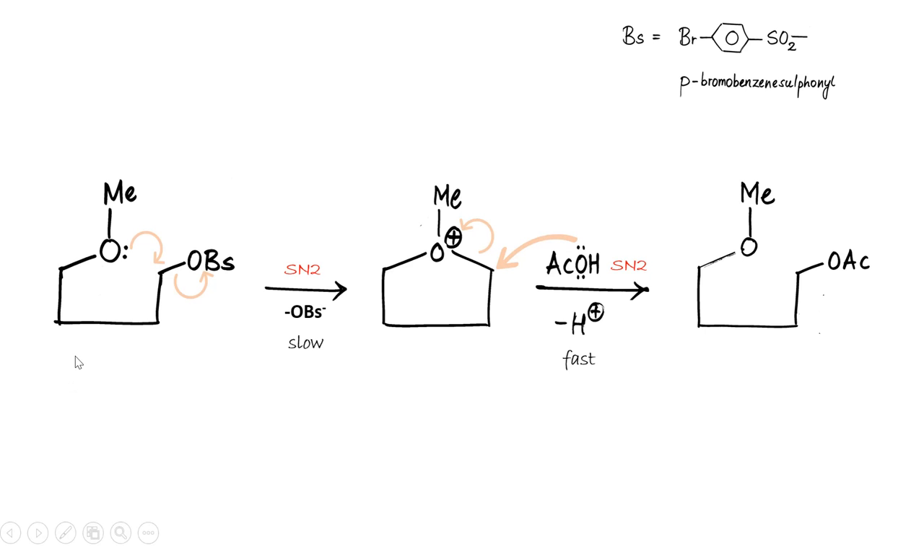Now the important point about this reaction is that the acetolysis of 4-methoxybutyl brosylate is 650 times faster than normal n-butyl brosylate. So the methoxy group is playing an important role as a neighboring group participant, which increases the rate of reaction of this acetolysis process.